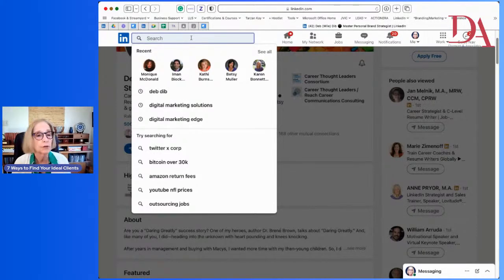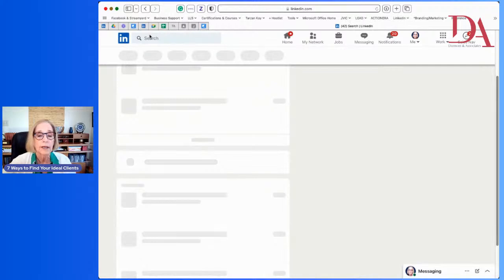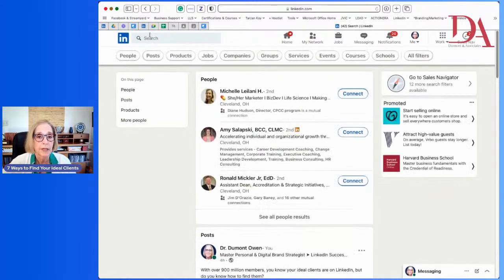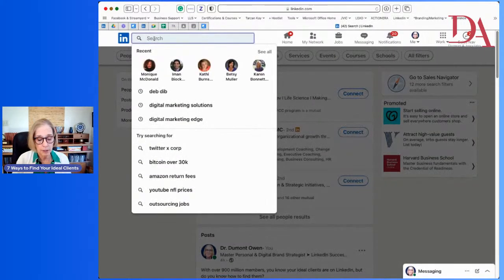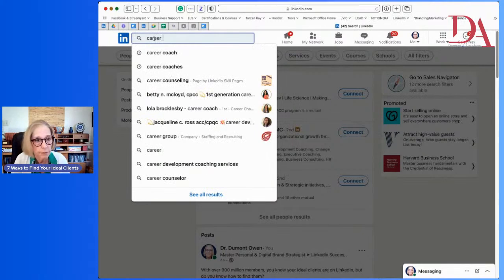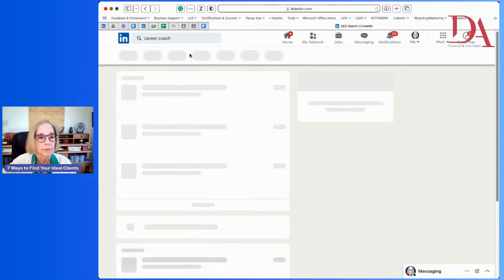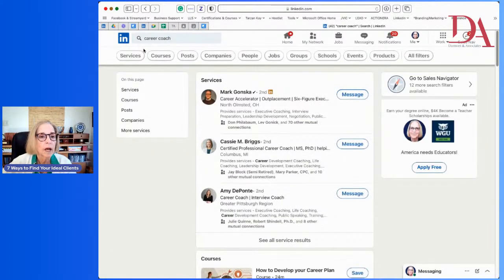one of the ways that you can find clients is by using advanced search. And you don't necessarily have to put anything in advanced search. You can just position your cursor here in the search field and hit enter. And see across here, these are all the filters of advanced search. So you could search just on people. For instance, if I'm looking for career coaches, okay, career coach right there, I can do that. And I could say, I only want to see people.